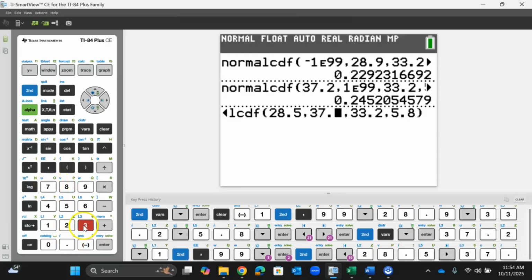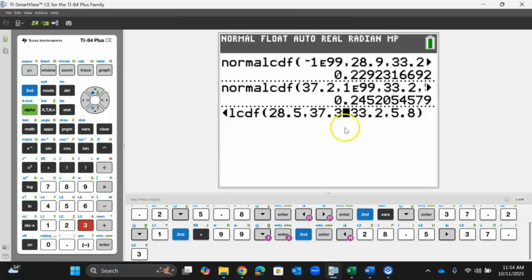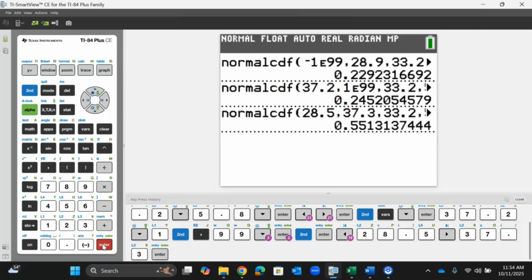My mistake. I was able to overwrite everything perfectly. So I can go ahead and click enter. And now I see that my probability comes out to, if I round to the fourth decimal place and convert this into its percentage form, 55.13%. So there's a 55.13% chance that I will get a randomly selected student that falls between the two times of 28.5 and 37.3 seconds.